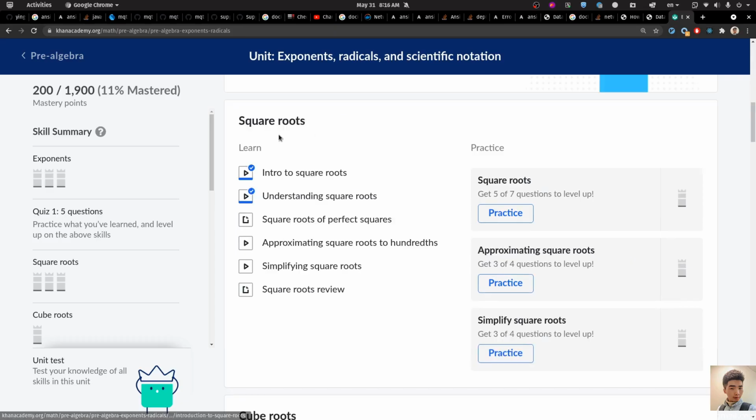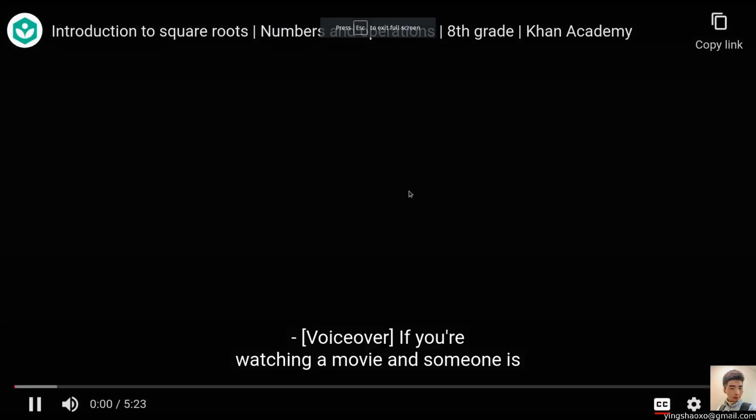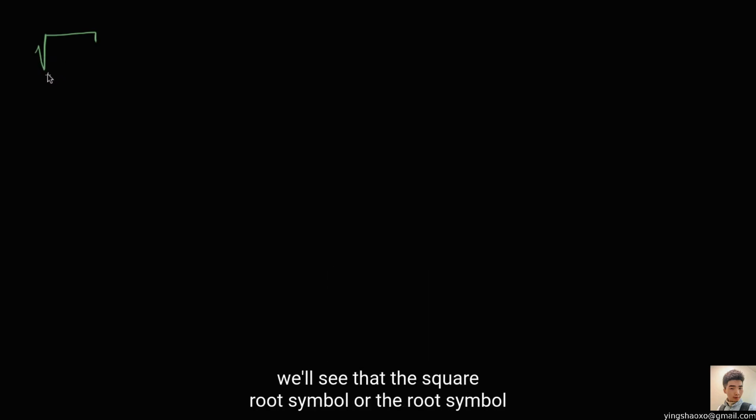Then we come to another idea, square roots. If you're watching a movie and someone is attempting to do fancy mathematics on a chalkboard, you'll almost always see a symbol that looks like this, the radical symbol. And this is used for the square root, and we'll see other types of roots as well. But your question is, well, what does this thing actually mean? Now that we know a little bit about exponents, we'll see that the root symbol, or the radical, is not so hard to understand.